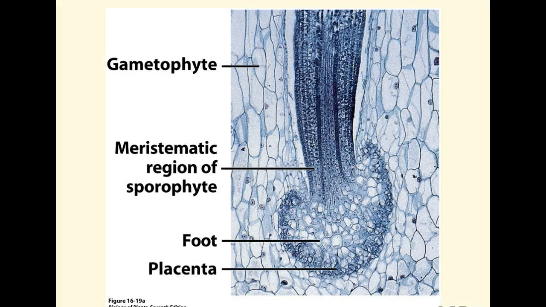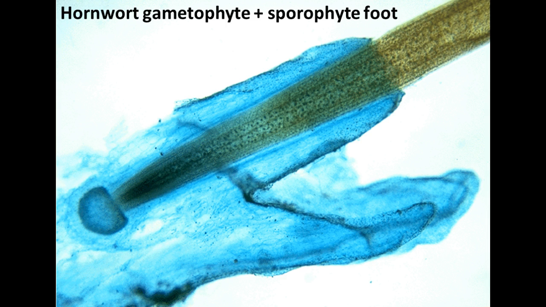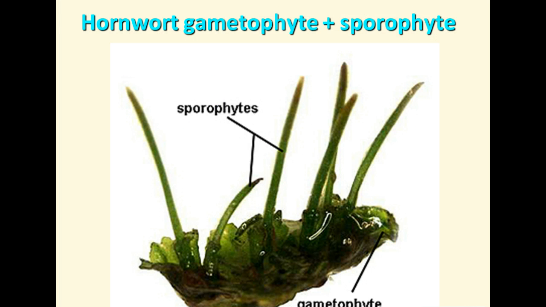So here we can see a real slide. You can see the meristematic region. How can we tell by looking at this that this is the meristematic region? Someone other than Mark, yes. Small cells. Yeah, so small cells, what else? What's going on in those cells? Yeah, you can see division. You can see a lot of cells in different parts of the division. And then you have the foot and the placenta at the very bottom. Okay, so here you have a real picture of a gametophyte and sporophyte foot. And you can see the sporophytes and the gametophytes there.